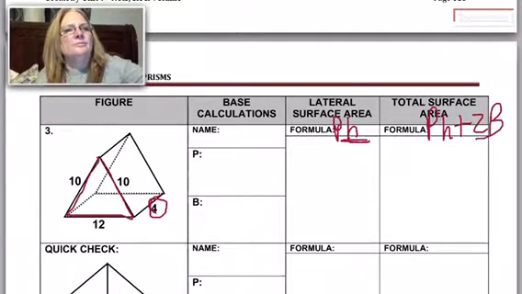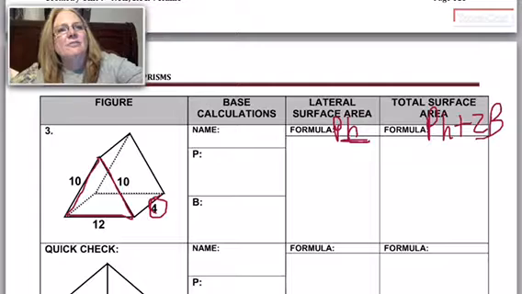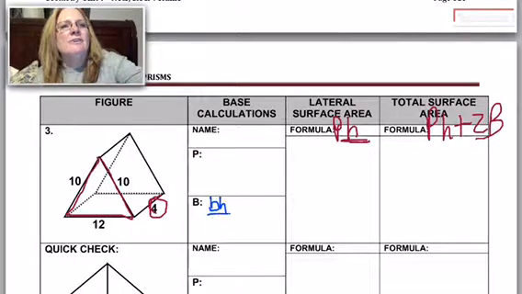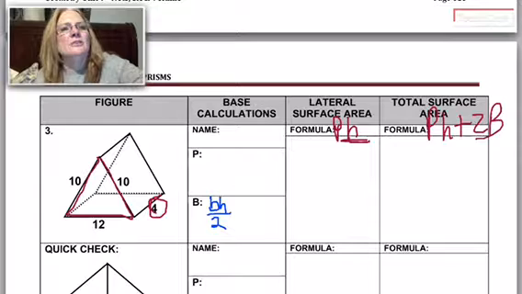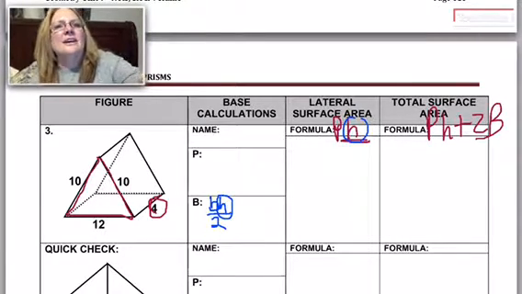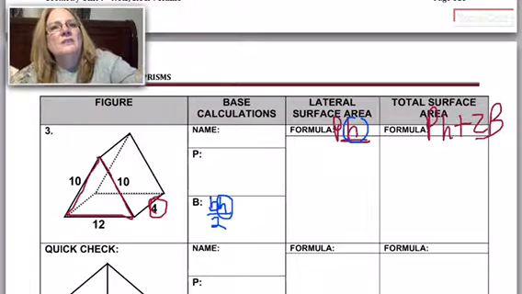But now let's go back and see for the area of the base. Well, the base is a triangle, so the formula for the triangle is base times height divided by 2. So you got to understand that this height and this height are different, okay? So if we want to find, well, let's first find the perimeter of the base. So 10 plus 10 plus 12 is 32.